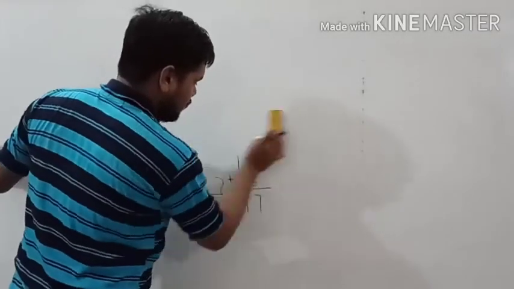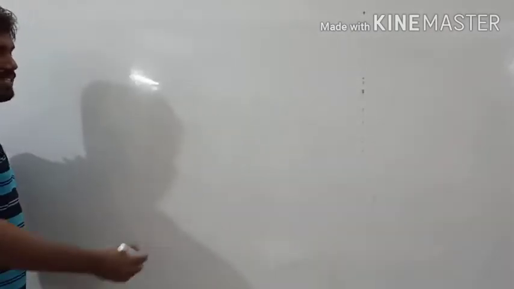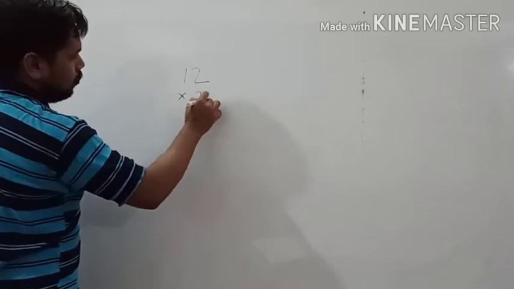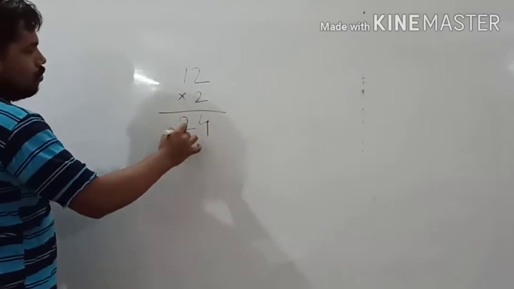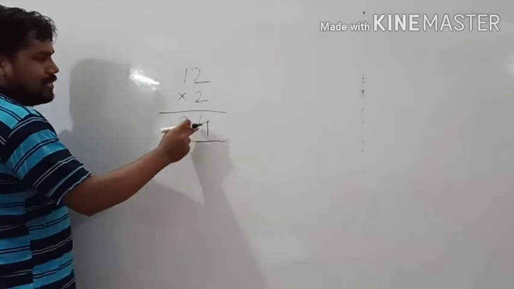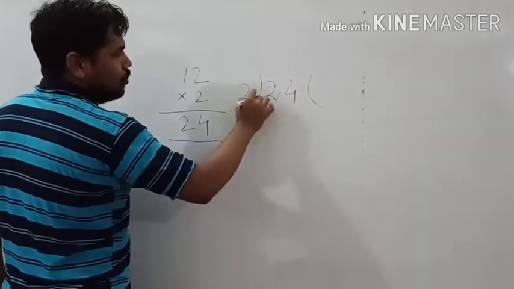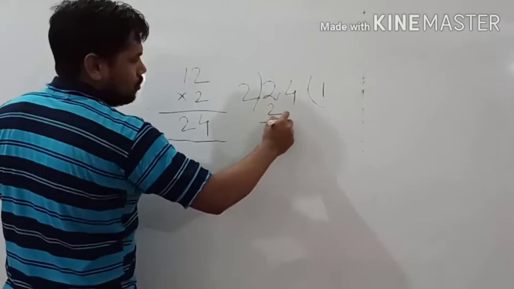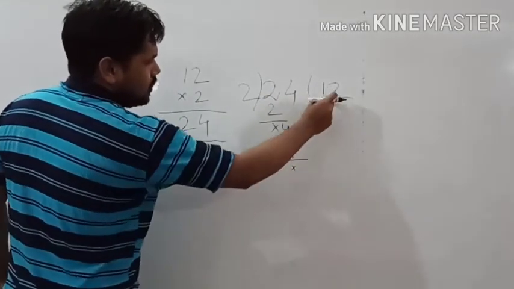Basically this chapter is for that only. So in case of multiplication, suppose I am taking 12 multiplied by 2. I am taking an easy multiplication only. So 2 2s are 4 and 2 1s are 2. 24, right? Now if you divide this by this, if you divide 24 by 2, you will get this one. 2 1s are 2, 2 2s are 4. So can you see? This is the 12.